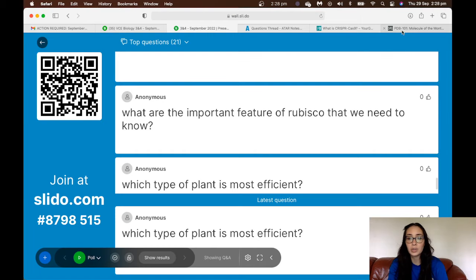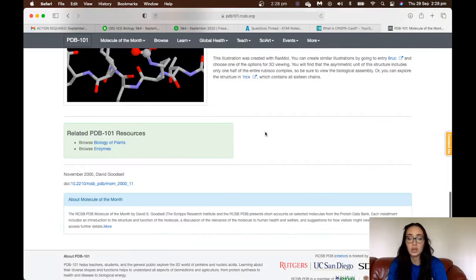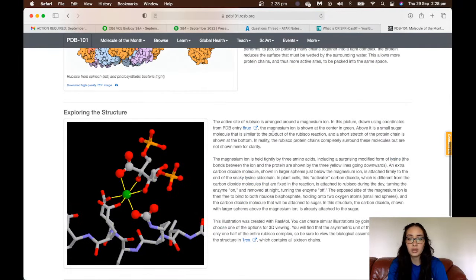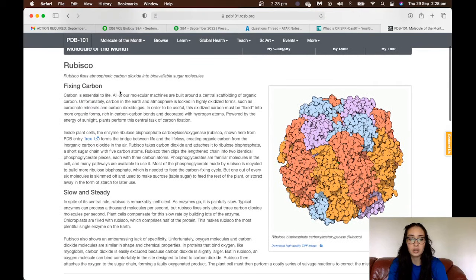I'm just going to point you to this website. It's not a very long read. It kind of just discusses fixation, and it's quite a slow molecule. You don't have to read all of that, but this bit here is very good.